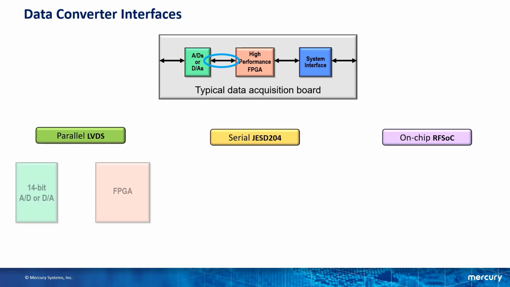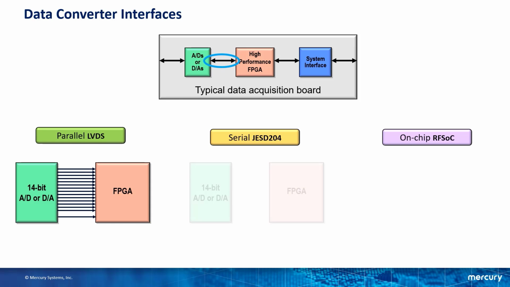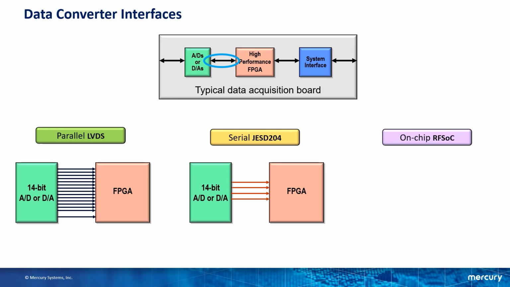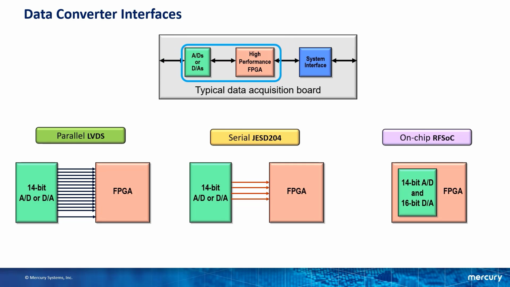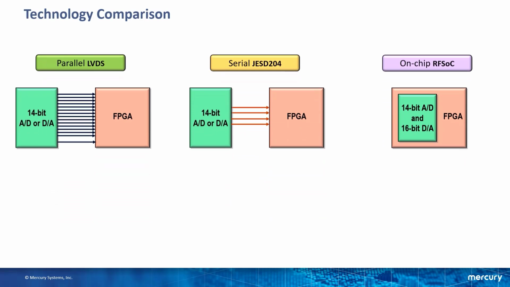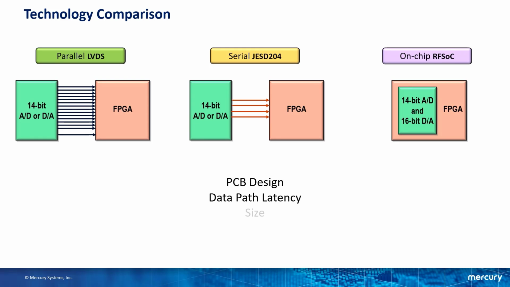In a typical parallel interface data converter, there are differential pairs for each data bit and usually an additional pair for clock. In a serial interface converter using JESD204 protocol, there are typically fewer pairs of wires, but these are running at much higher data rates and carry the serialized data over fewer pairs. In the case of RF SoC, the data converters are on chip with their data moving over parallel interfaces right on the FPGA fabric. So how do each of these compare in PCB design requirements, data path latency, size, power, and cost?